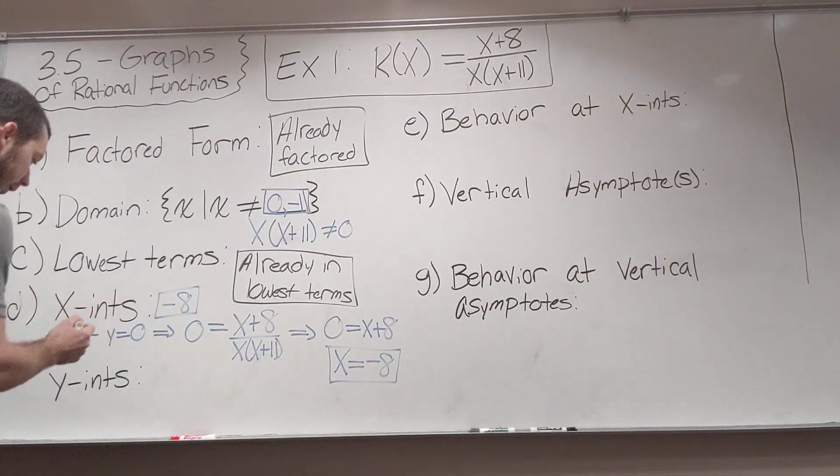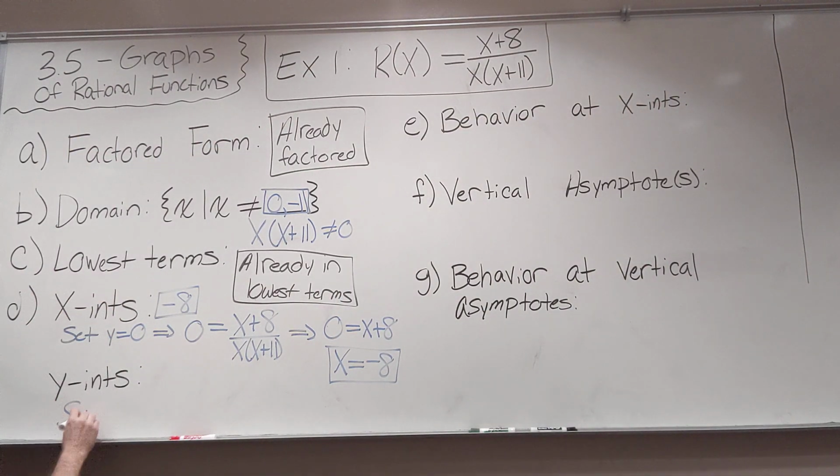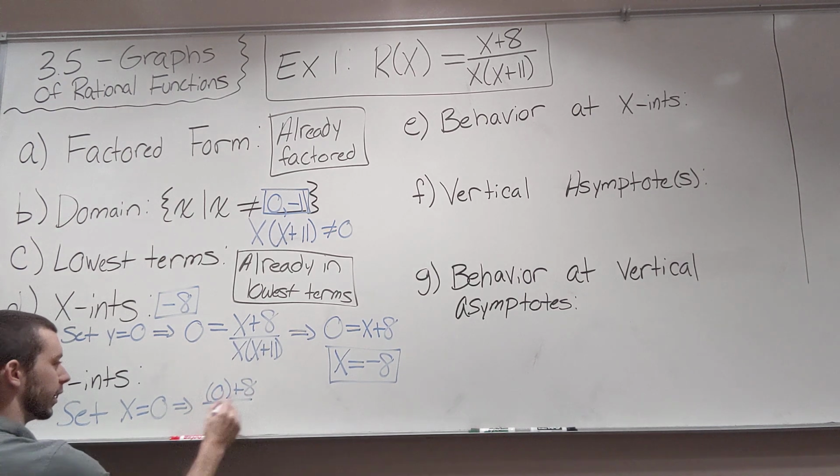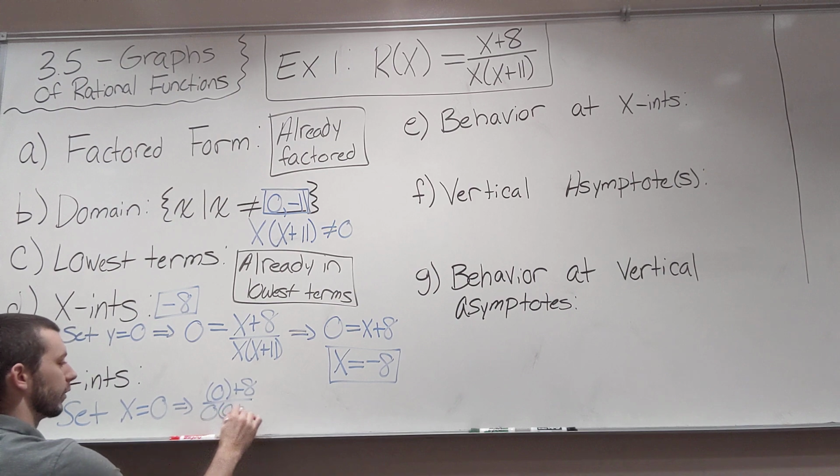So let's go ahead and do that. If we set x equal to 0, well, what simply happens is that every x is now set equal to 0. So now 0 plus 8 instead of x plus 8, divided by 0 times 0 plus 11.